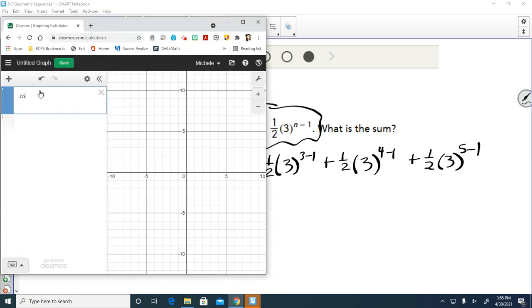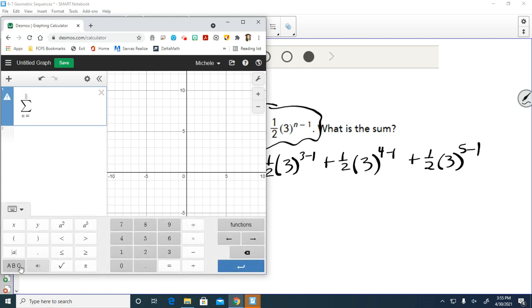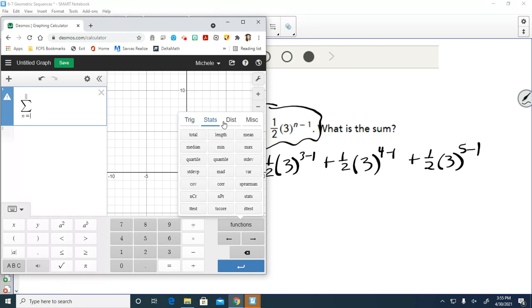So in Desmos, if you type in the word sum, that option will pop up, or you can go into functions, and it's in here under miscellaneous. Click that option, it'll pop up.